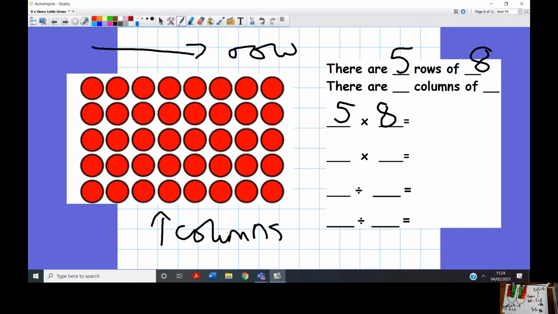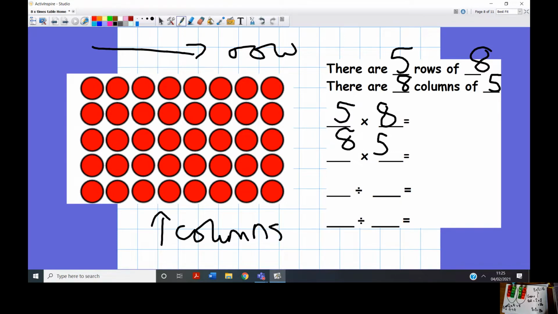Then let's have a look and see how many columns there are. There are 1, 2, 3, 4, 5, 6, 7, 8. There are 8 columns, and how many are in each column? 1, 2, 3, 4, 5. Now, I didn't even need to count that because of multiplication being commutative, which means the numbers can be any way around and you'll get the same answer. I should have known that it would have been 8 times 5, 8 groups of 5, but I just wanted to check using my array.